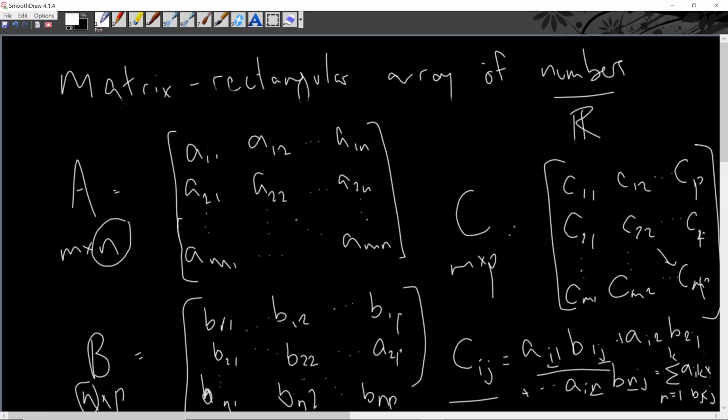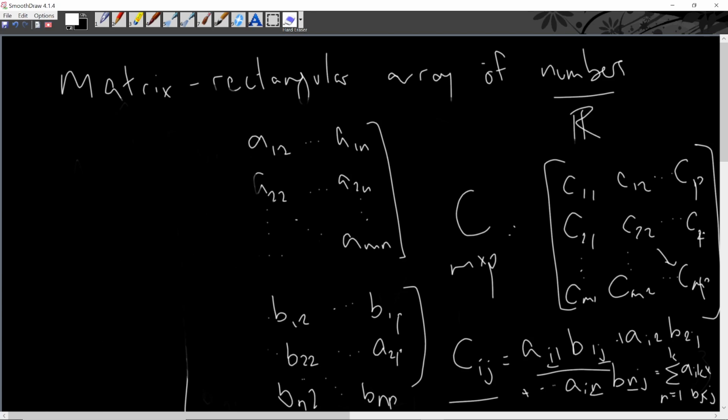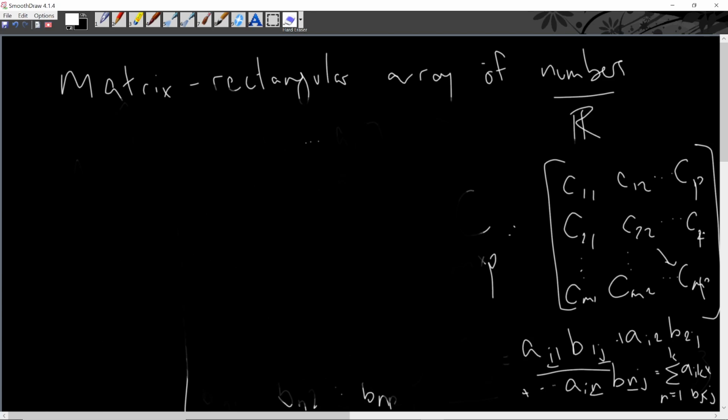So, yeah, this is obviously not something that you have to remember, but you do need to see the pattern that matrix multiplication follows. So let's try and show an example.